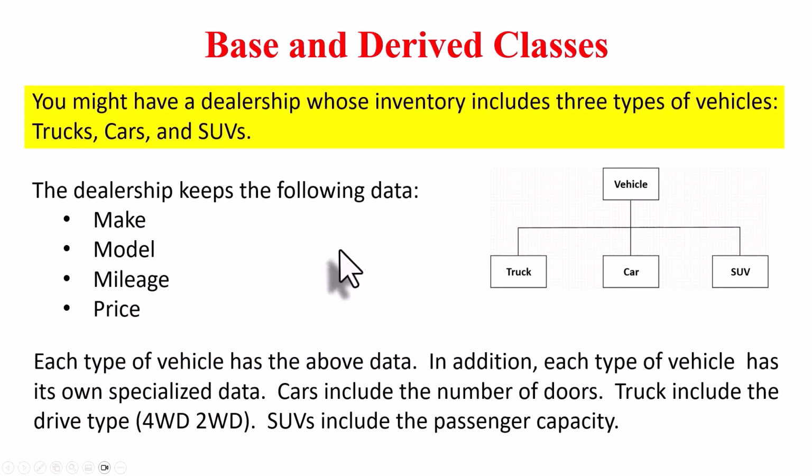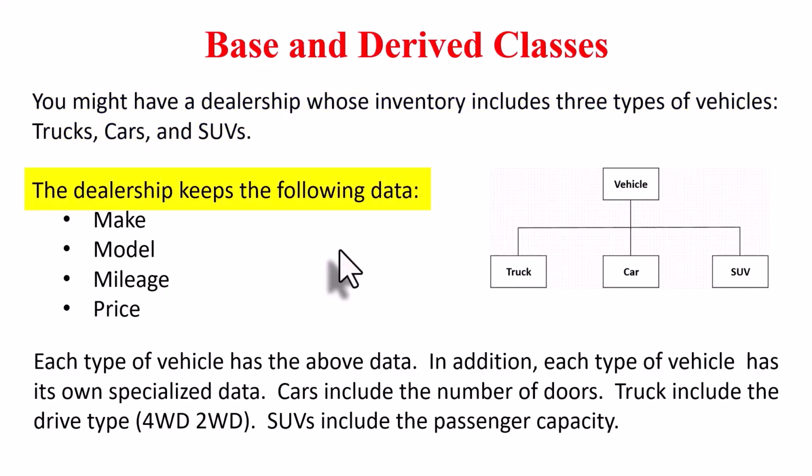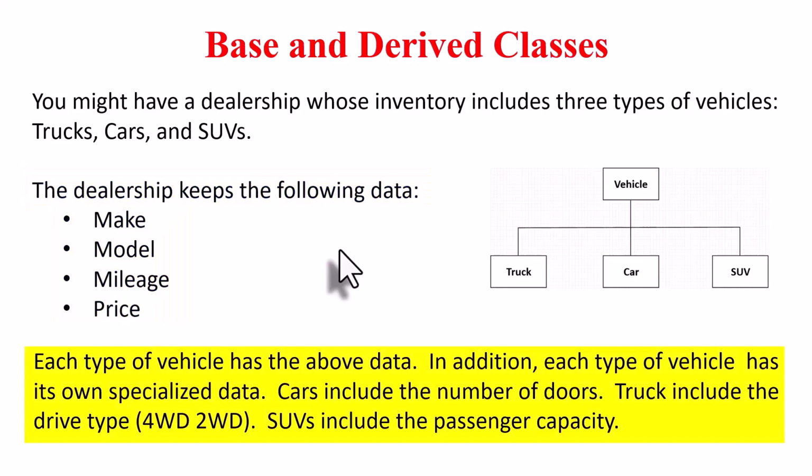You might have a dealership whose inventory includes three types of vehicles: trucks, cars, and SUVs. The dealership keeps the following data: make, model, mileage, and price. Each type of vehicle has the above data, the stuff right in here. In addition, each type of vehicle has its own specialized data. Cars include the number of doors, trucks include the drive type, four-wheel drive, two-wheel drive, SUVs include the passenger capacity.